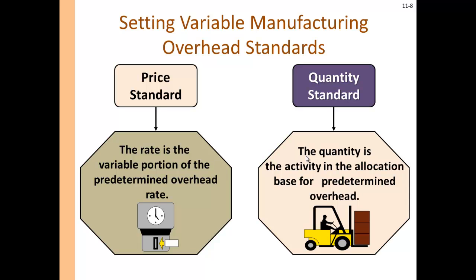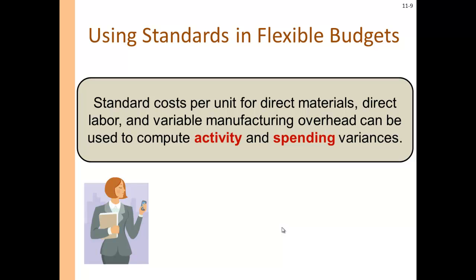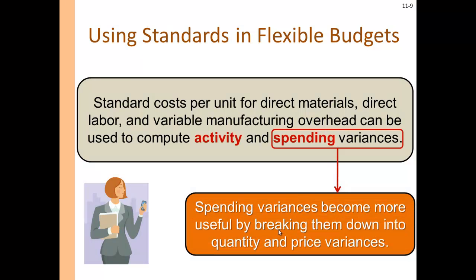So when you're setting variable manufacturing overhead standards, the price standard is the variable portion of the predetermined overhead. And then the quantity is the quantity of the activity that was used for the predetermined overhead. That could be direct labor hours, manufacturing hours, or machine hours, as we've talked about in previous chapters. Using standards in flex budget.